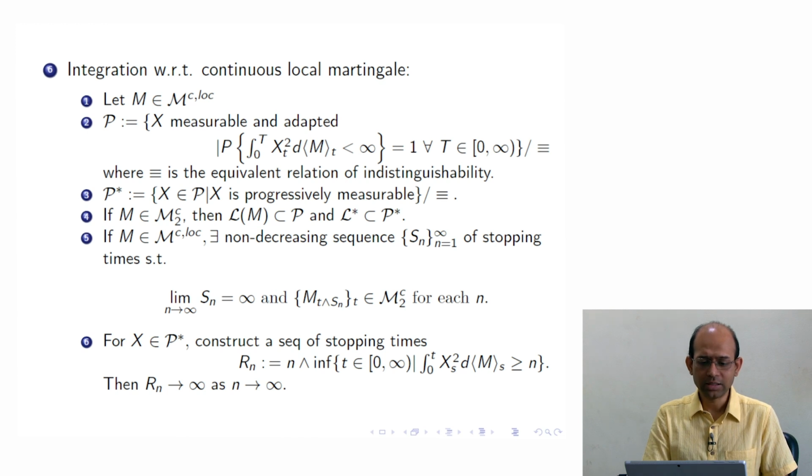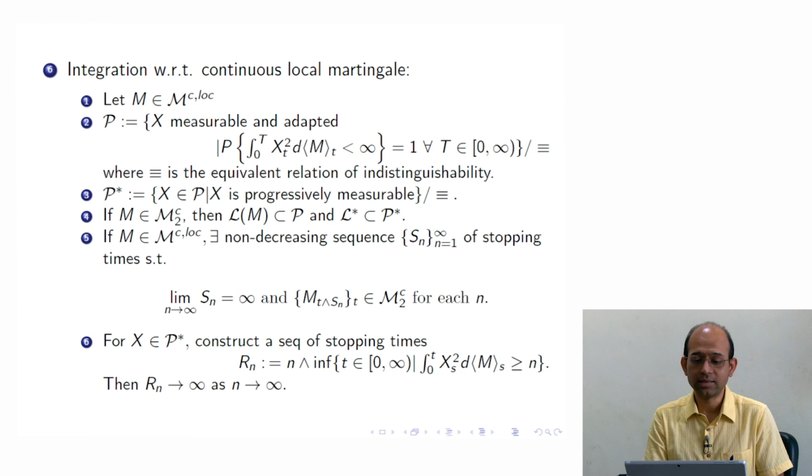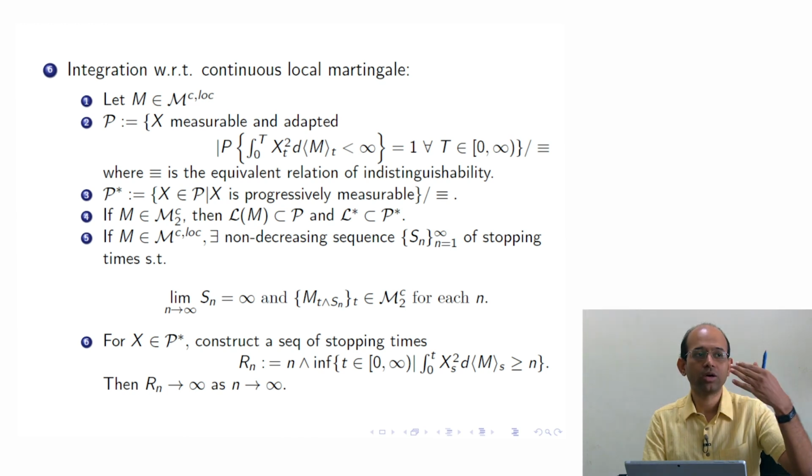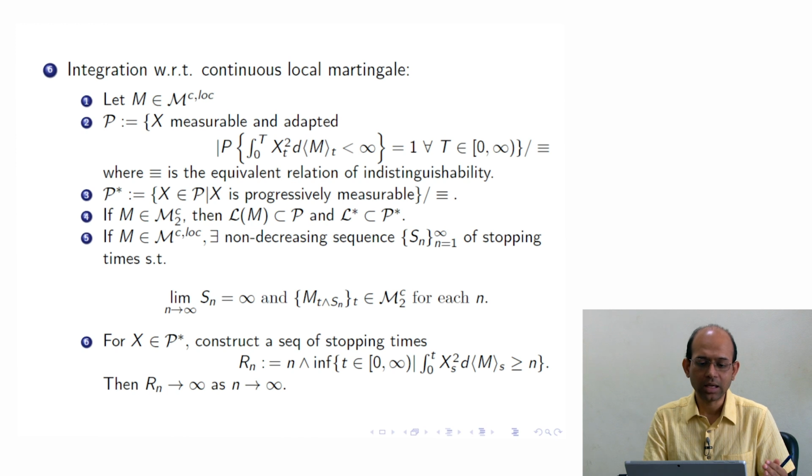So R_n has this property that as n tends to infinity, because if you take larger and larger n, we know that at t equal to 0 the left-hand side is 0, it would take a longer time to cross the threshold n, and then this R_n would increase to infinity. So R_n goes to infinity as n tends to infinity.